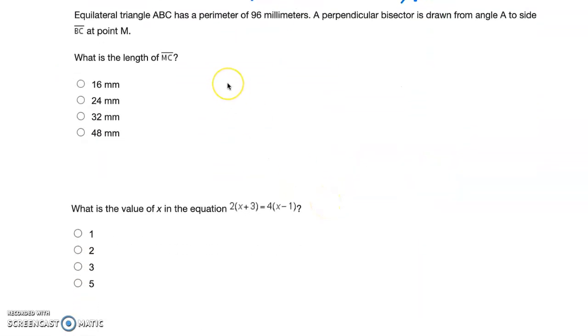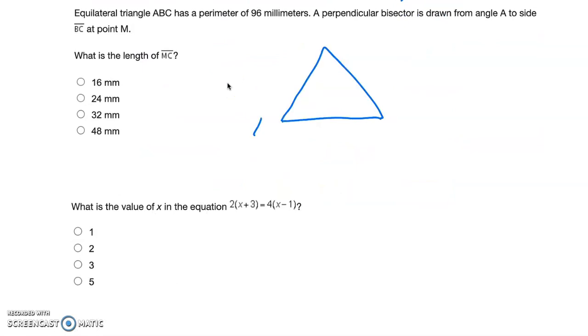So if we have an equilateral triangle, remember equilateral, we have ABC. Equilateral means the sides are all the same length. A perpendicular bisector is drawn from angle A to this side, and it bisects it at point M. A perpendicular bisector means it is 90 degrees, and it makes these two sides congruent as well. So what is the length of MC? We want to know the length of one of those sides. Well, we know the perimeter equals 96. So 3 times x equals 96.